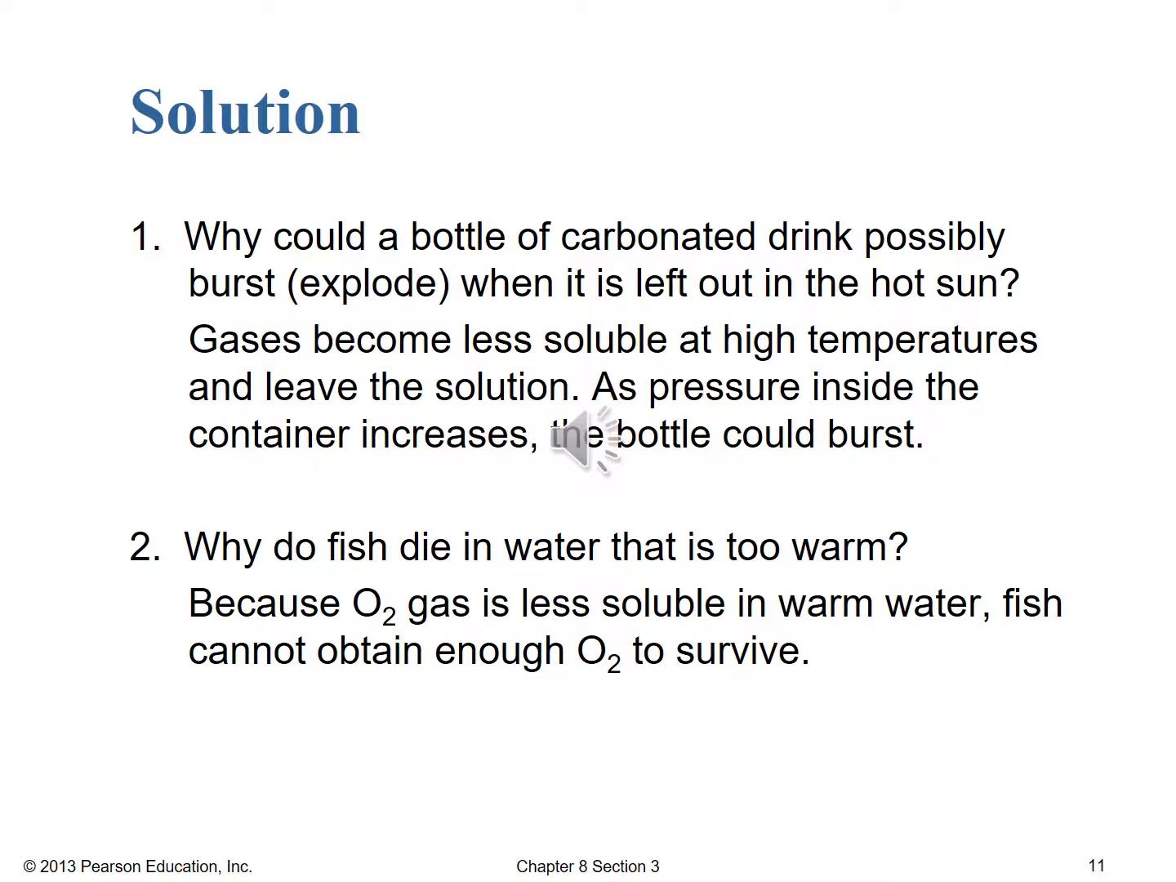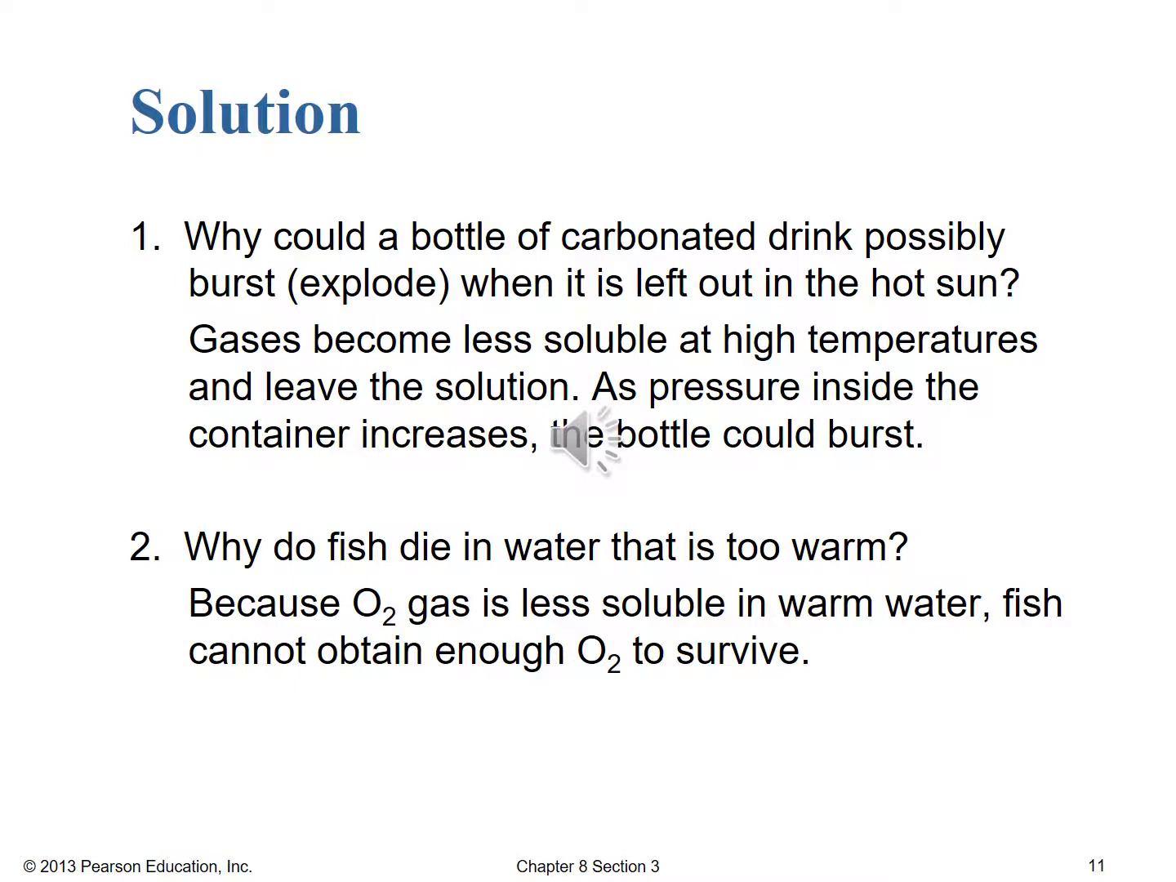Okay, in the first case, well, we've already talked about the idea that gases, almost without exception, have lower solubilities at high temperatures and therefore leave the solution. And so as that happens, of course, in a closed container, the pressure inside the container increases, and depending on the strength of the bottle, it could burst, especially if it has a weak spot or it's been dropped previously. So it's not common, but it is possible, depending on how hot it is and how much gas is dissolved in there, that you could have the container fail because of that increased pressure from the gases becoming less soluble as the solution becomes hotter.